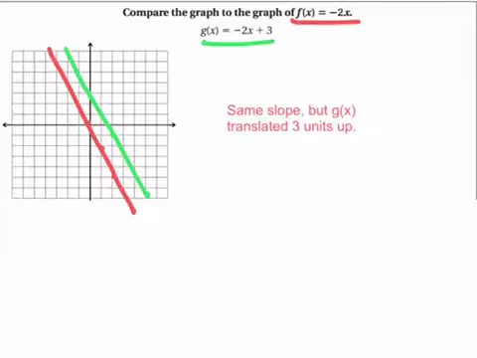All right, so this is the answer you guys should have gotten. When you graph them, you should again see, hey, they have the same slope, but the function of g of x translated 3 units up from the function of f of x.